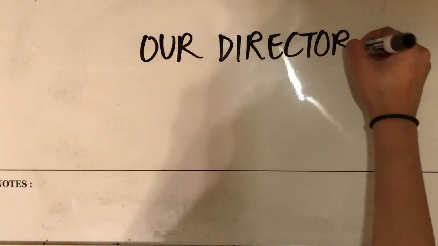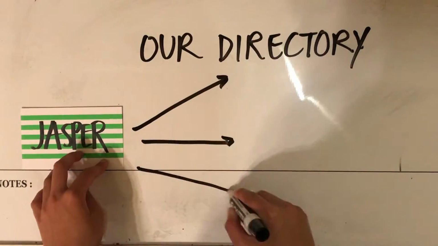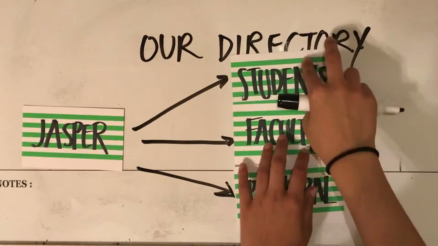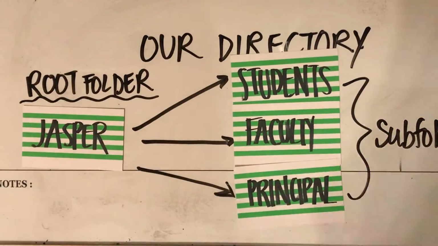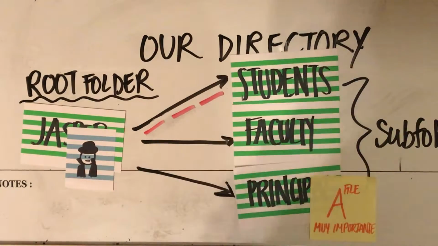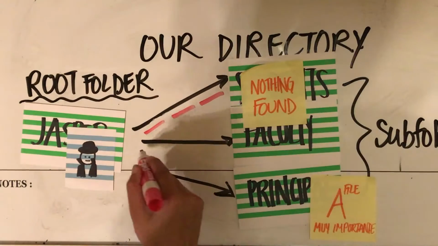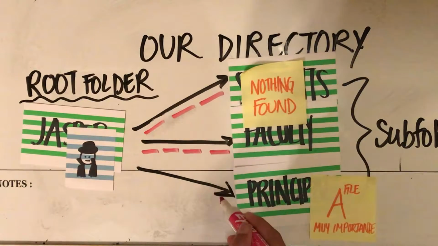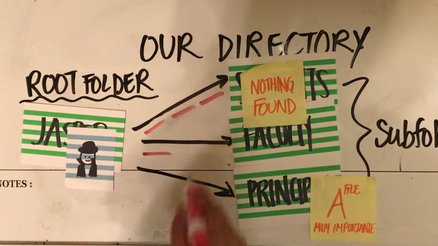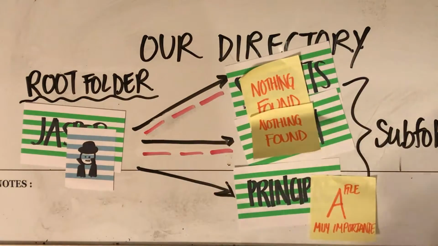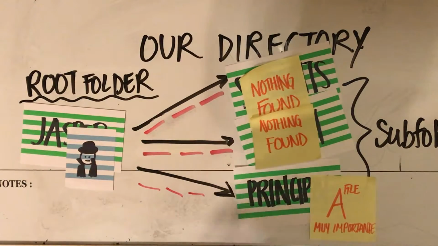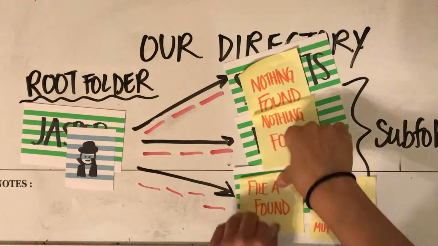The root or central folder would be Jasper High School. Subfolders would be students, faculty, and principals. Now suppose there is a confidential file A underneath the folder principals. The attacker would try to find all possible paths in order to find the file A. He or she could first try folder students to find file A. If the attacker finds nothing in folder students, he or she would move on to the next folder like faculty and so on until file A is found.